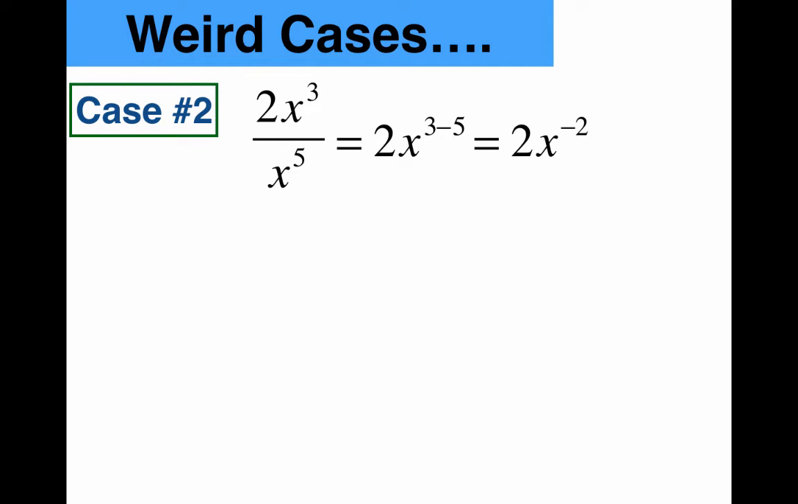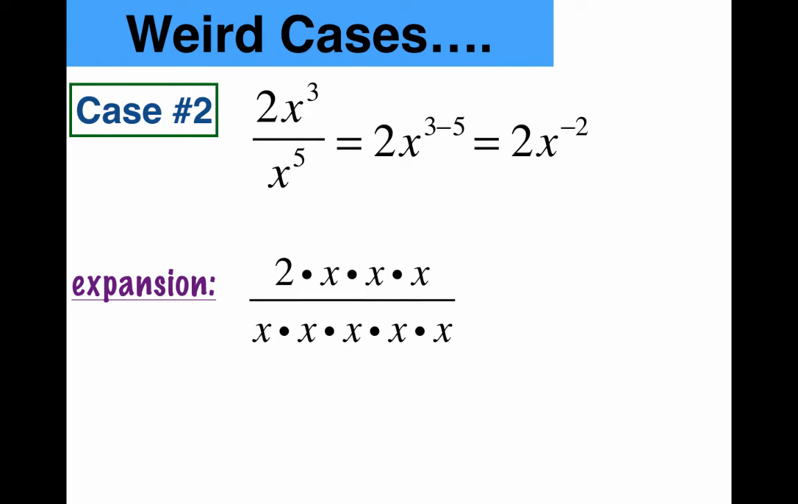And most people do not know what to do with negative powers. We don't like negative powers. They're not very helpful to us. So what does this actually mean? We'll look at it through expansion again. 2x to the 3rd would be 2x times x times x. And on bottom you'd have x to the 5th, so x times x times x times x times x. Get rid of your powers of 1, and you're left with a 2 on top and x times x on bottom. Where are the x's? They're on the bottom of the fraction. So it's 2 over x squared.